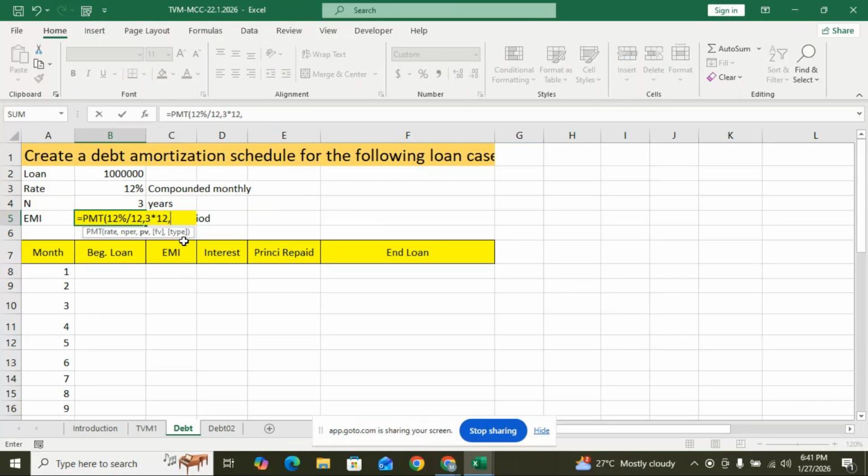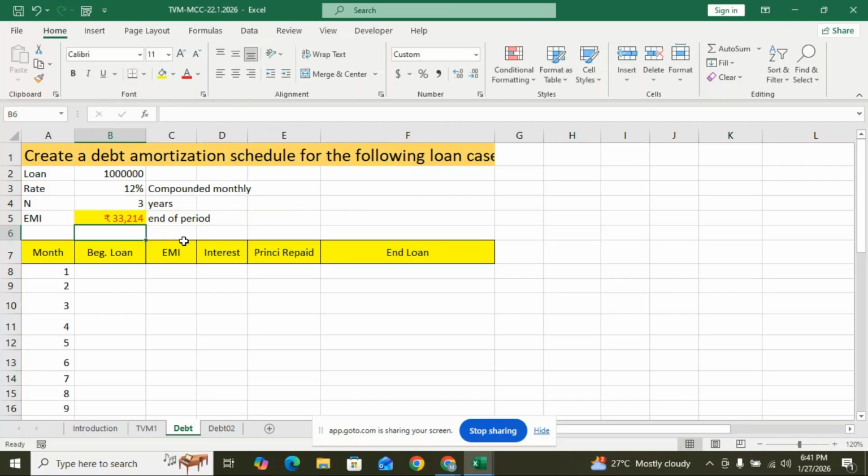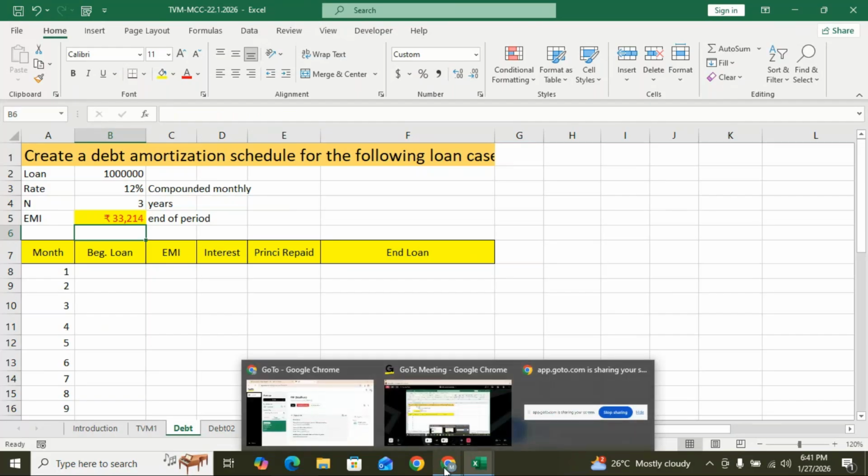comma. So what is the present value? It is 10 lakh, comma, future value is 0 and type is end of the period, 0. So you should be able to get 33,240. Okay, I hope everybody has got it. In case you haven't got it, you can just let me know, or you can just work it out now.